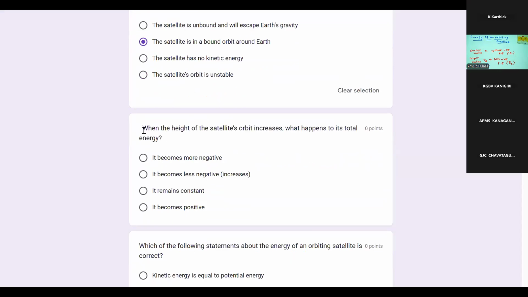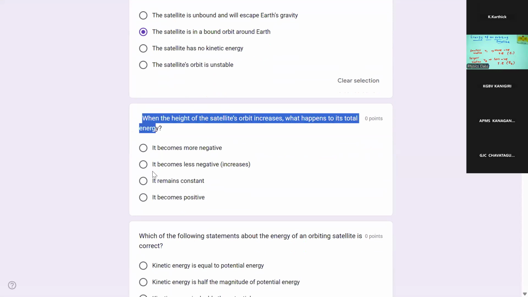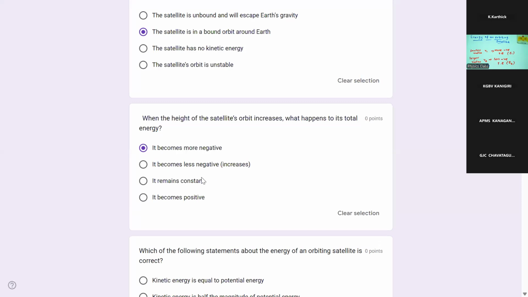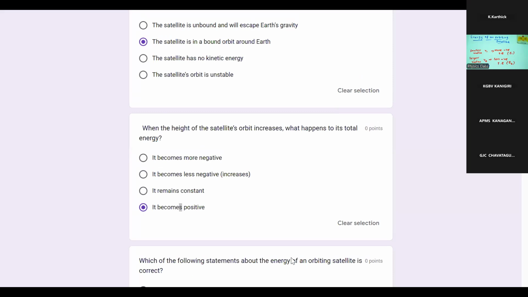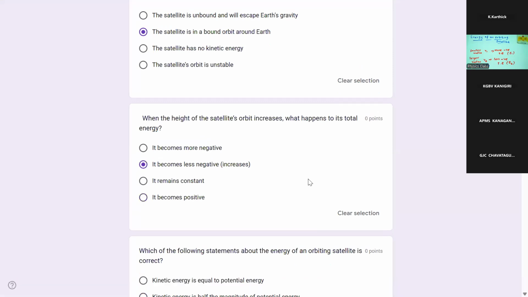Second question: when the height of the satellite's orbit increases, what happens to its total energy? Already we saw that. It becomes more negative, it becomes less negative, it remains constant, it becomes positive. Yes, two, very good. It becomes less negative. So when the orbital radius increases, that is, the height of the satellite orbit increases, the total energy becomes less negative, that is, the value increases. That's why I am putting increases in the bracket. Very good, student.